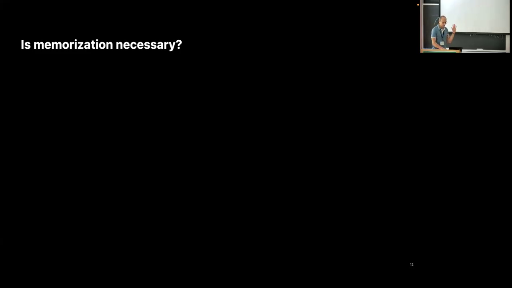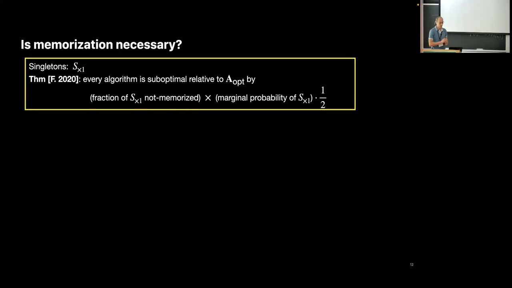You can prove something along the following lines: whenever you don't memorize these singleton examples that you need to memorize to fit, the drop in accuracy you'll experience is the true probability mass of all those examples. So you'll get some theorem along these lines. We'll denote the set of all the examples you observe once by S times 1. Then every algorithm is suboptimal relative to this optimal algorithm by the fraction of these singletons that it doesn't memorize, times the total marginal probability of the set of the things you observed once, times the half, which is the improvement in accuracy you get from each.